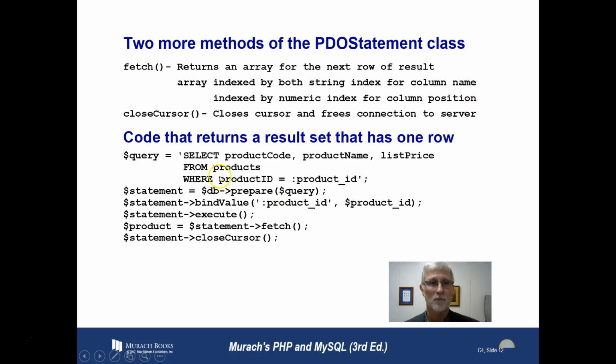So if I want to write the code that results in one row, here I've created my query. I'm selecting the product code, product name, and list price from the products database where the product ID is set up to be whatever product ID was set to before. I created my query, I'm going to prepare it, bind that value, execute it, go get that data, and then close my link to the database.